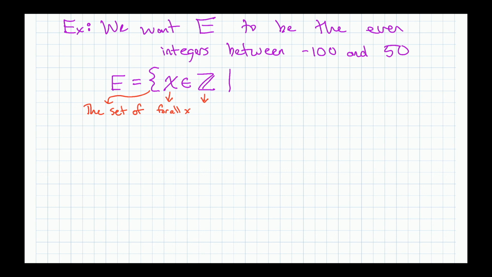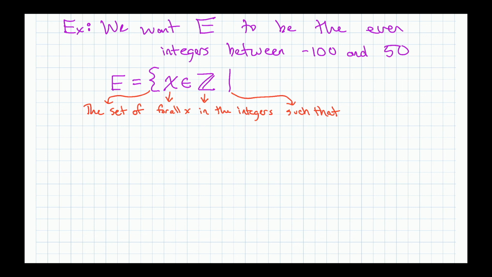And then the Z is integers. So for all x in the integers, there's a vertical line. The vertical line is just read as "such that," and after the vertical line, that's where you put whatever properties they need to satisfy. And you can write them in math symbols or you can write them in words.